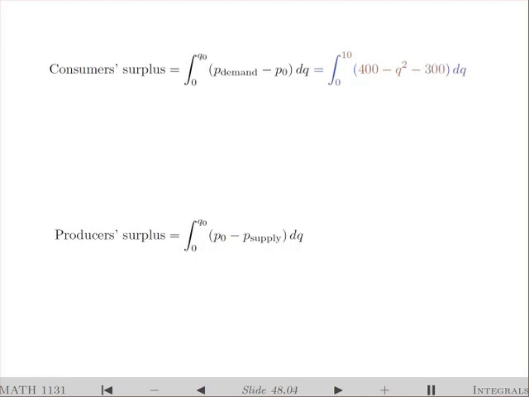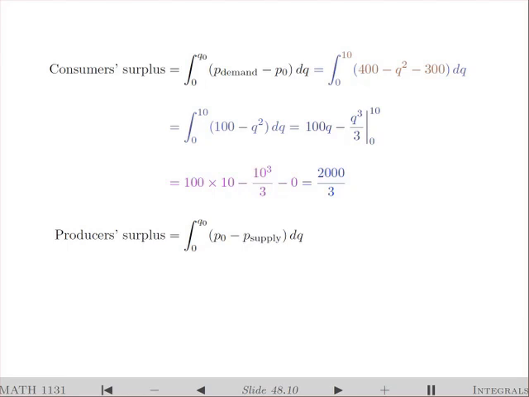Now I need to simplify and integrate, which is straightforward since it's a polynomial. Combine like terms, find the antiderivative term by term using the power rule. Then take the net change. So substitute the upper limit for the integral, substitute the lower, that's 0, and if Q is 0, 100Q minus Q cubed over 3 will also be 0. And this comes out to be 2000 over 3.